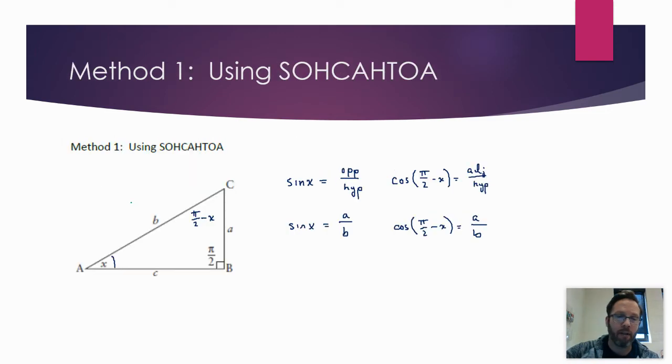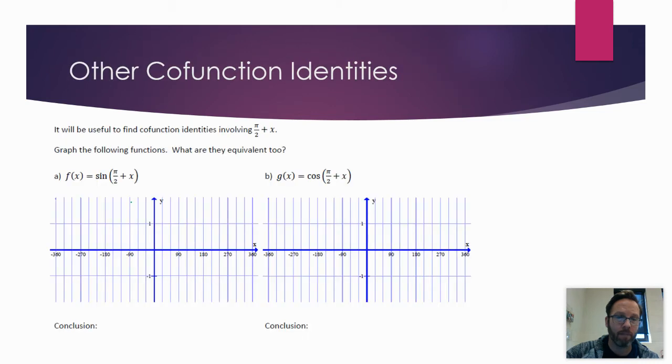So we're going to look at two graphs here. We're going to graph sine of pi over 2 plus x, and we'll see if we can figure out a third cofunction identity. And then we're going to graph cosine of pi over 2 plus x, a fourth. Things to keep in mind as we graph this, I can rewrite this as the sine of x plus pi over 2. So we're basically just taking our basic sine function and shifting it left pi over 2 units.